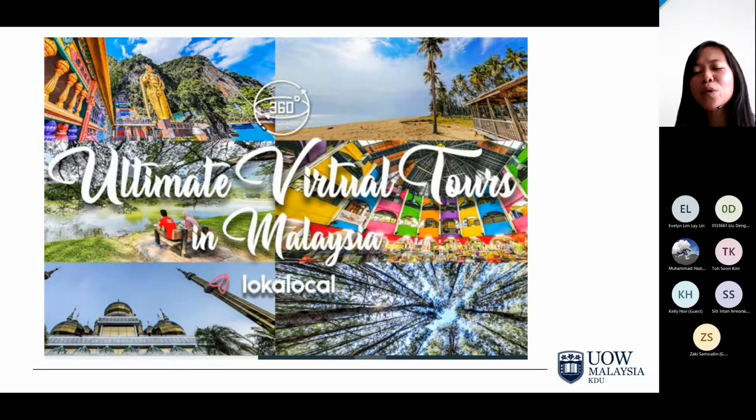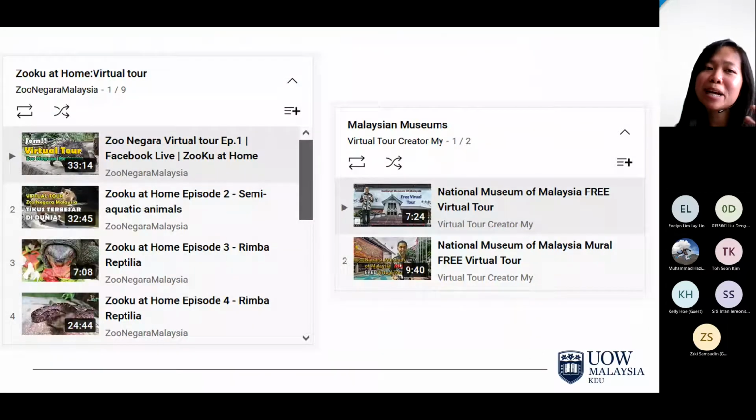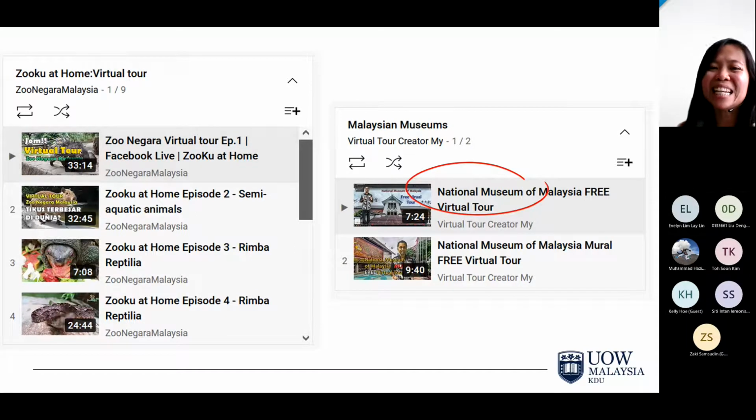Other than that, we also have local operators who offer virtual tours in Malaysia. This became a common scenario where some tourism operators, such as Zoo Negara or the national museum, or any other tourist guide, tried their best to bring virtual tourism to life when all of us were forced to stay at home. Everyone tried their best.